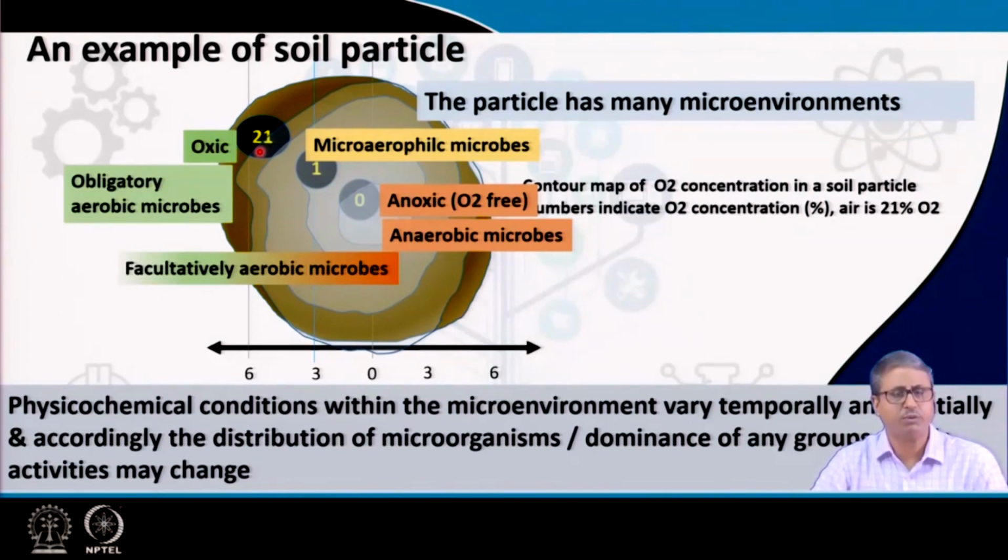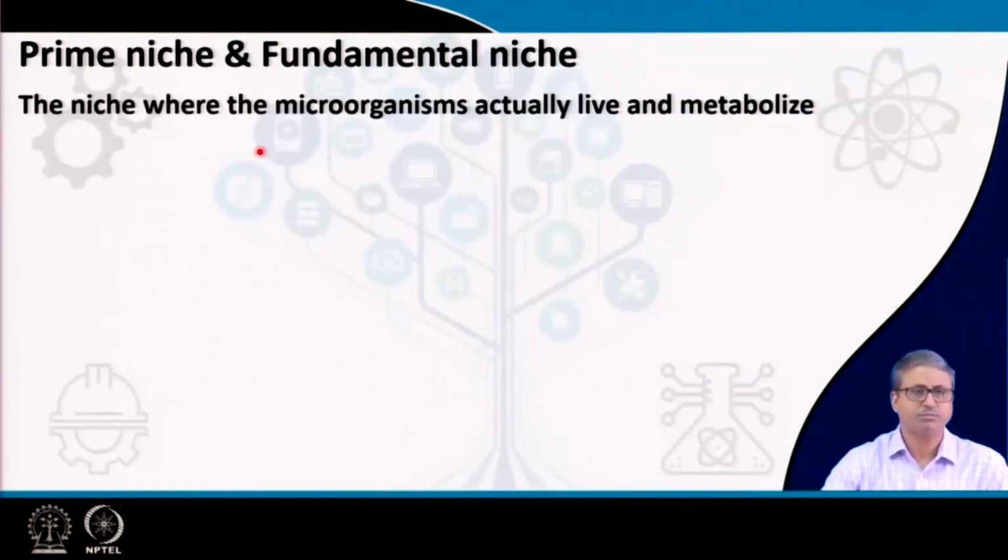So, in any kind of particle or a small section of a microbial habitat, the distribution of microorganisms within each of these micro environments, or the dominance of any particular group, and over and above the activity of any microbial group present in these micro environments, are subject to change, because this change is constrained by different kinds of alteration in the physicochemical conditions.